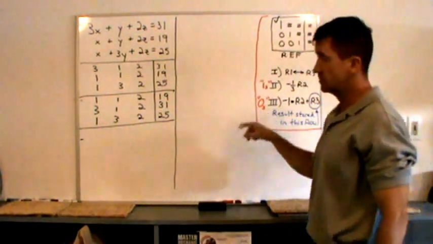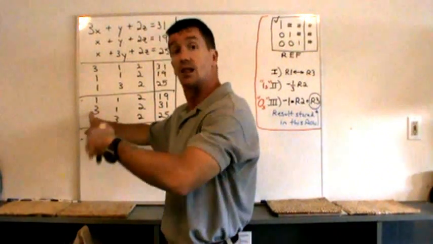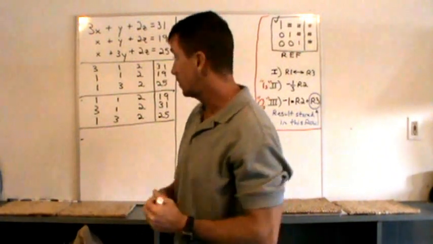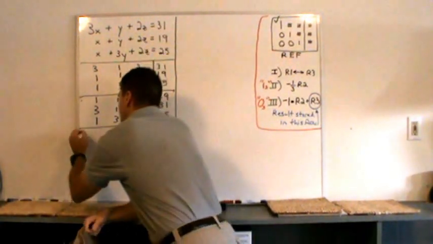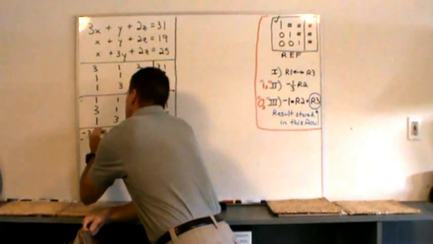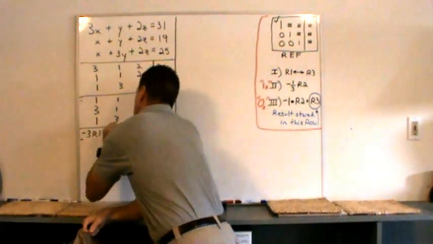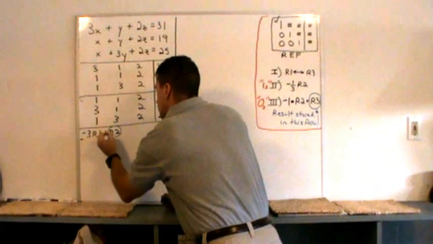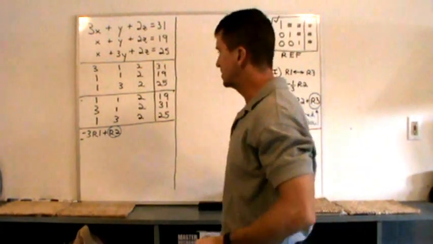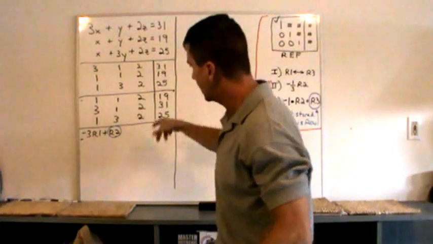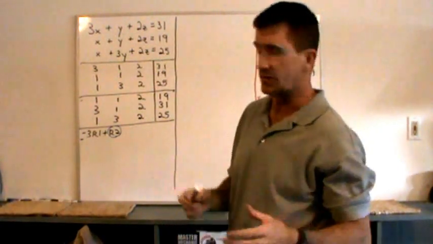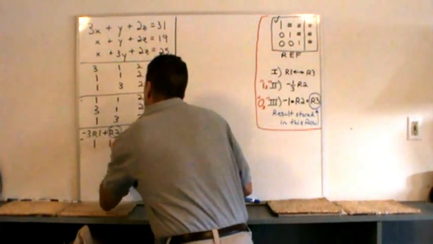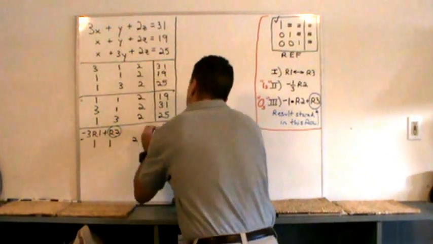We use this rule. Because this is located in column 1, it's a 3. The opposite of a 3 is a -3. So I'm going to multiply -3 times row 1 and add it to row 2. And the result is going to get stored in row 2. I'm going to do this to each pair of corresponding values, and I'm going to store each result in row 2. So row 2 is going to get replaced. Row 1 is going to stay as is. It's a 1, a 1, a 2, 19 right there. I'll pull this down.